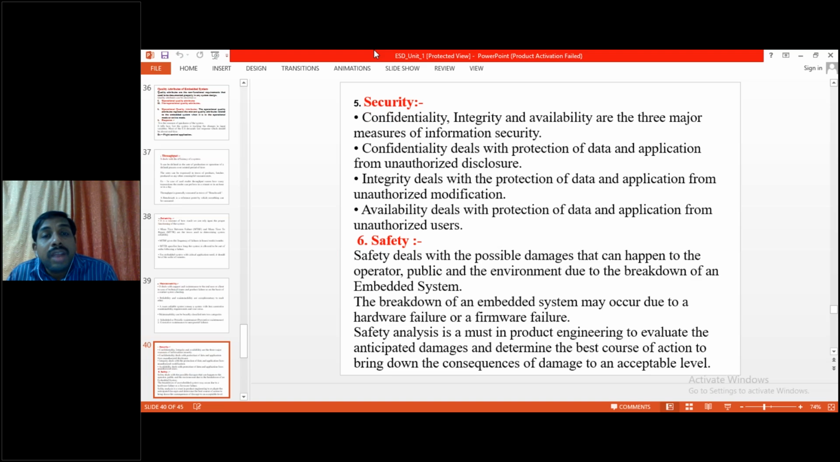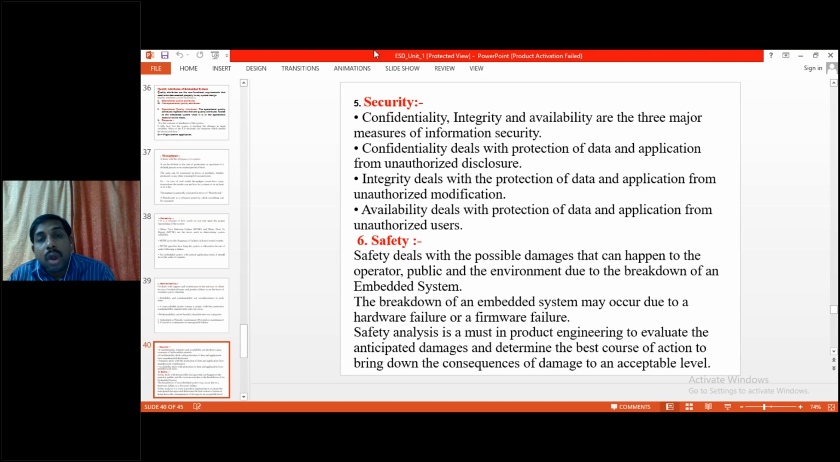Security. Confidentiality, integrity and availability are the three measures of security. If you are achieving these three parameters, we say that our embedded system is secure. Confidentiality protects your data from unauthorized persons. Integrity is protection of data and applications from unauthorized modifications. If data is not disclosed to other persons, that is called confidentiality. If data is not allowed to be edited, that is called integrity.